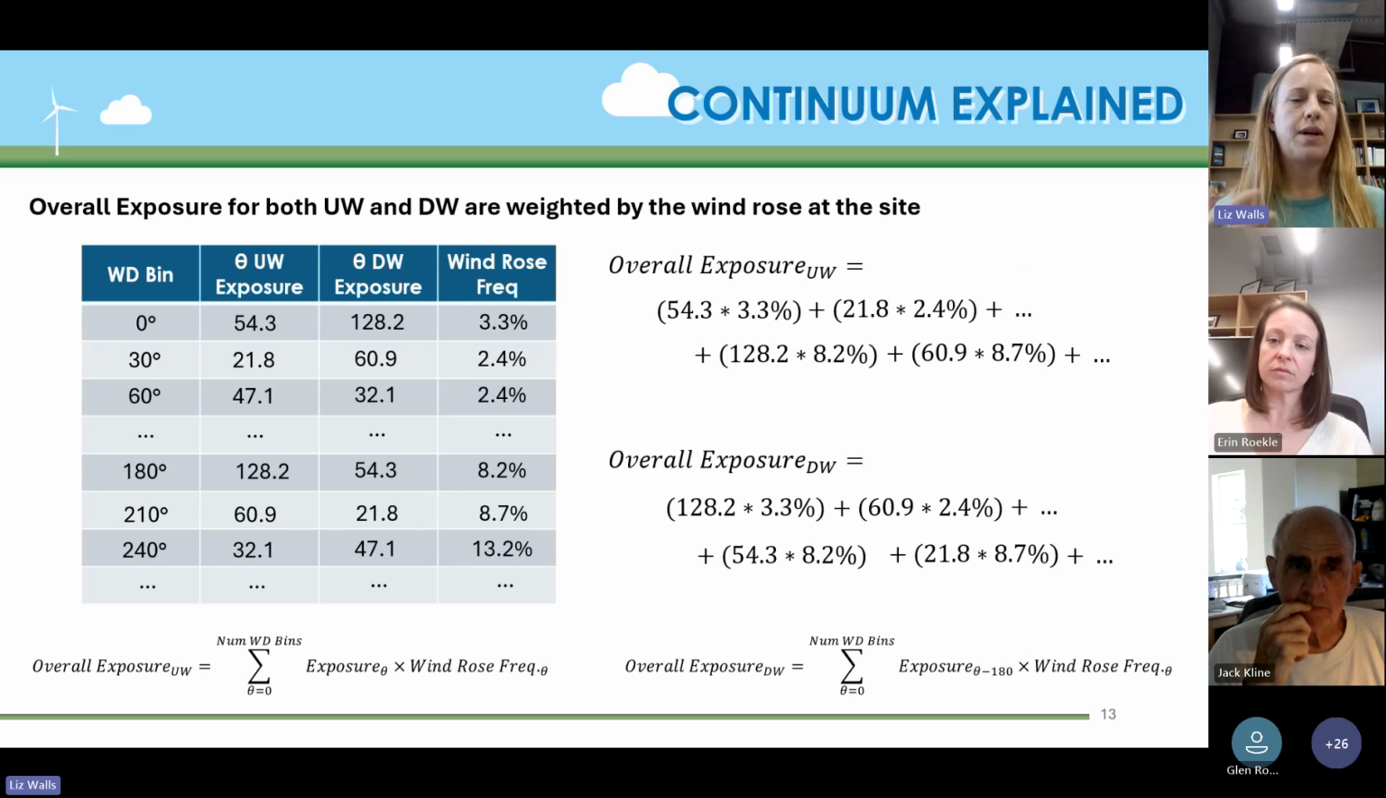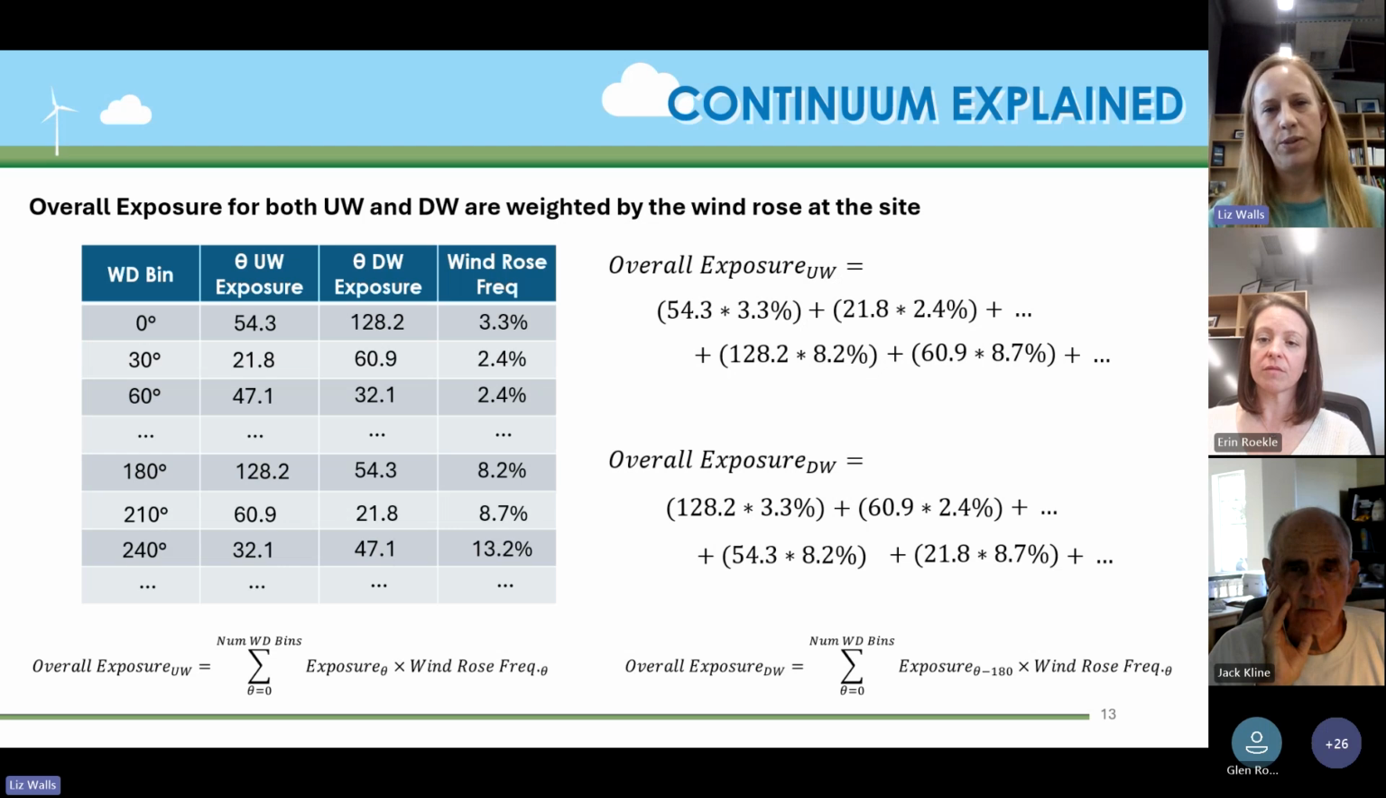When calculating the overall upwind and downwind exposure, we're just going to go sector by sector. In this example, again from Allegheny Ridge, we saw a 54-meter upwind exposure, a 128-meter downwind exposure, and the wind rose frequency for the northerly component is 3.3%. So for the overall upwind exposure, you'd multiply the upwind exposure by the wind rose frequency, and for the downwind overall exposure, multiply the downwind exposure by the wind rose frequency. That continues along each wind direction sector, moving around the wind rose, doing this weighted average to come up with the overall upwind and the overall downwind exposure.